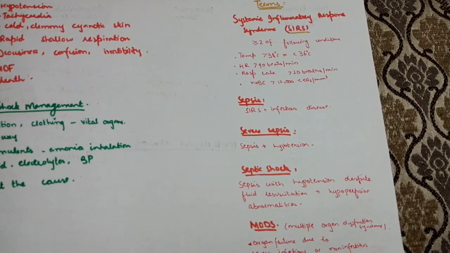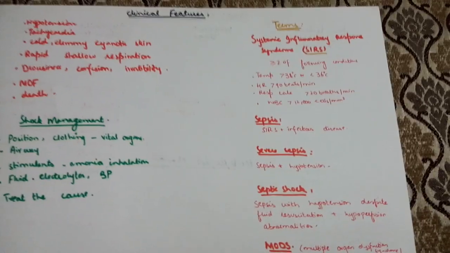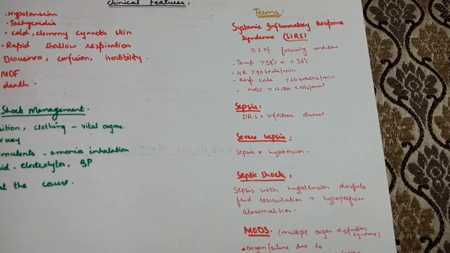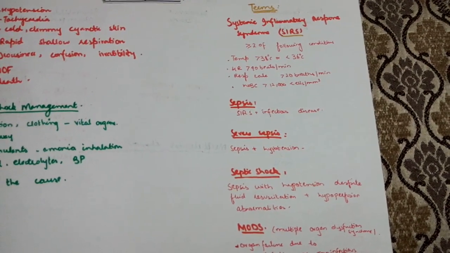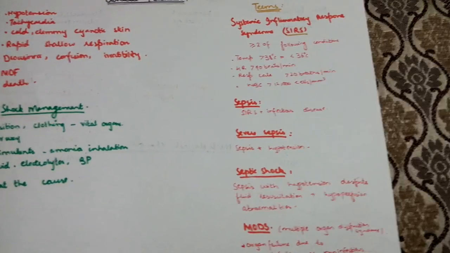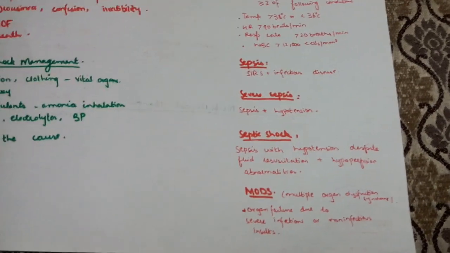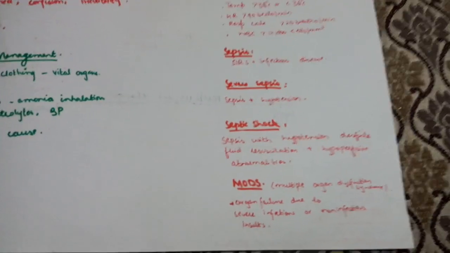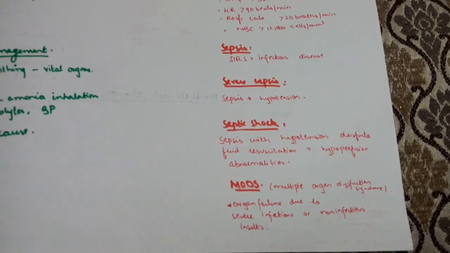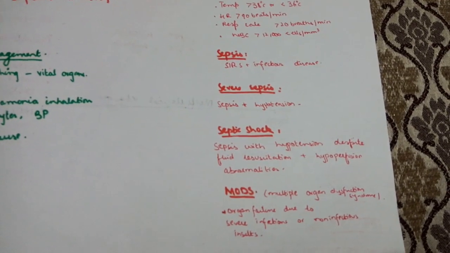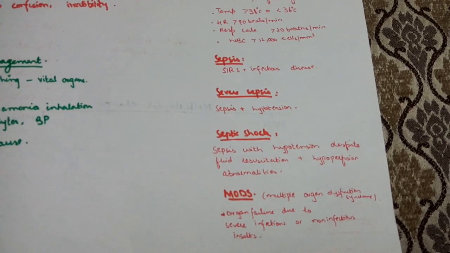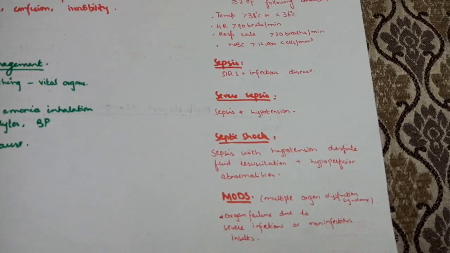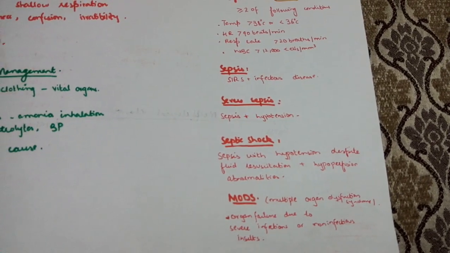First one is systemic inflammatory response syndrome. That occurs when 2 or more of the following conditions are present. For example, temperature greater than 38, heart rate greater than 90 beats per minute, respiratory rate greater than 20 breaths per minute, and WBC greater than 12,000 cells per cubic millimeter. Sepsis occurs when systemic inflammatory response syndrome plus infectious disease occur. Severe sepsis means sepsis plus hypotension. Septic shock means sepsis with hypotension despite fluid resuscitation plus hypoperfusion abnormalities. And multiple organ dysfunction syndrome includes organ failure due to severe infection or non-infectious insults. That's all.